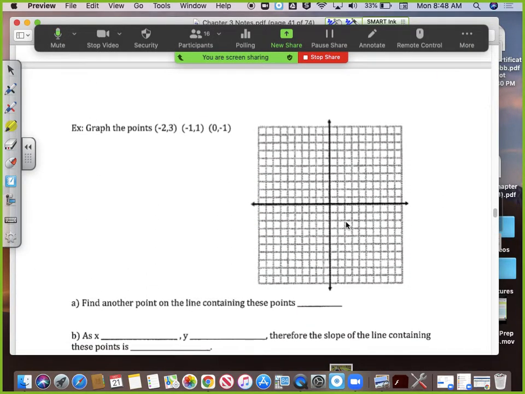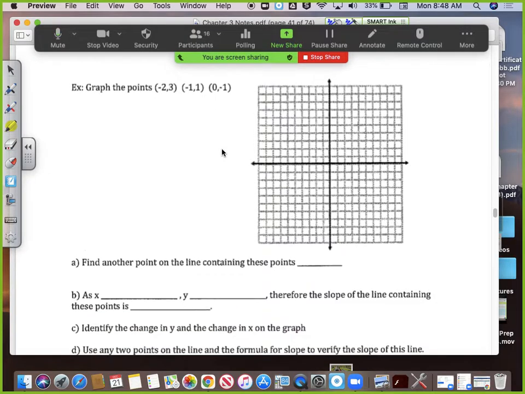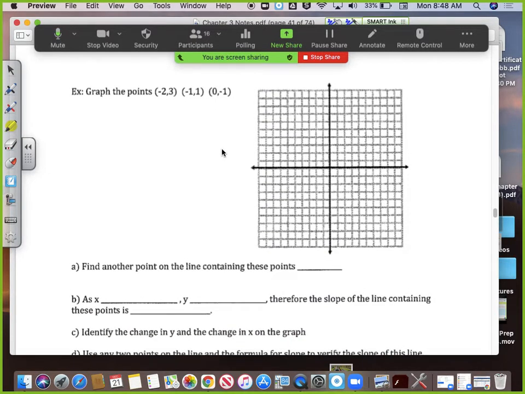All right, so in the next example here, I'm not sure if we went over this in the last video or if the video stopped after that, but now we have 3 different points here. If I was to graph these points, -2, 3, I would go over to the left 2, and I would go up 3. So the first point would be here, and then -1, 1 would be here, and 0, -1 would be here.